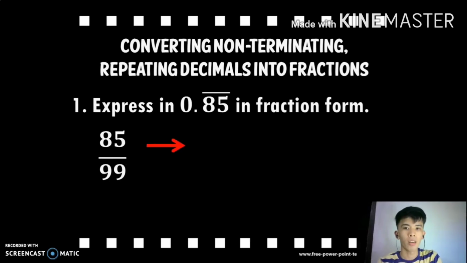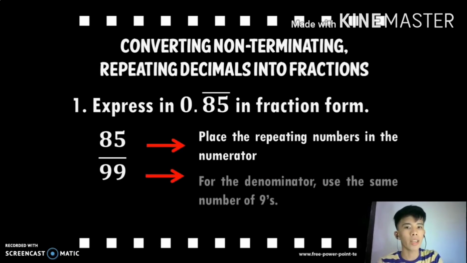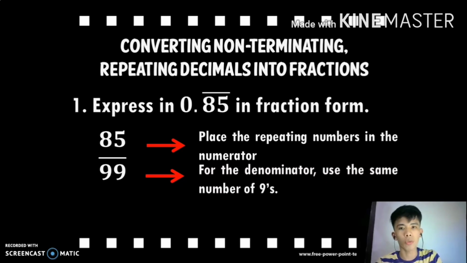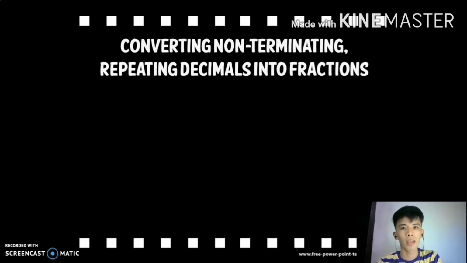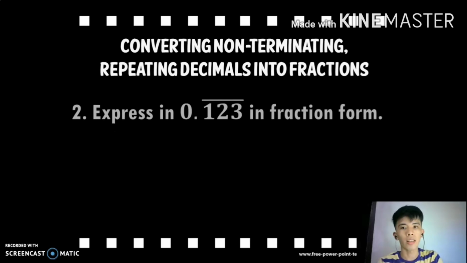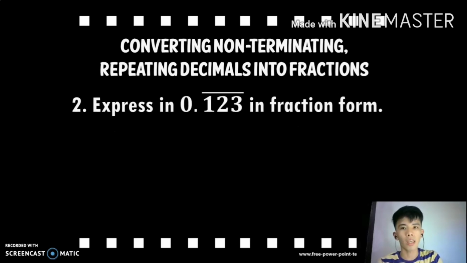Ayan. Place the repeating numbers, then use the same number of 9s. So, 85 over 99. Again, ang 9 is ginagamit in non-terminating decimals. Hindi power of 10 ang gagamitin. Next. Express in fraction form 0.123 tapos may dash sa ibabaw. So, it means 123 divided by 999.